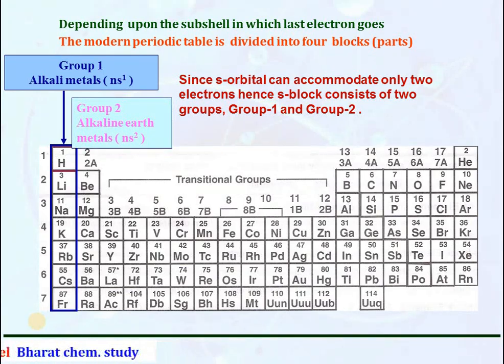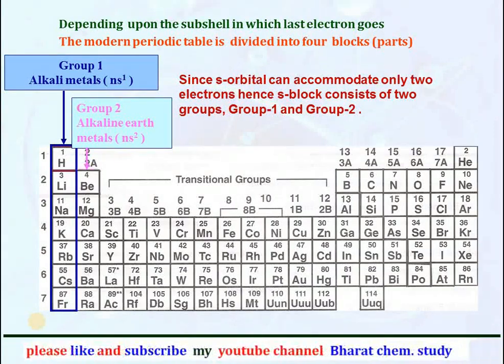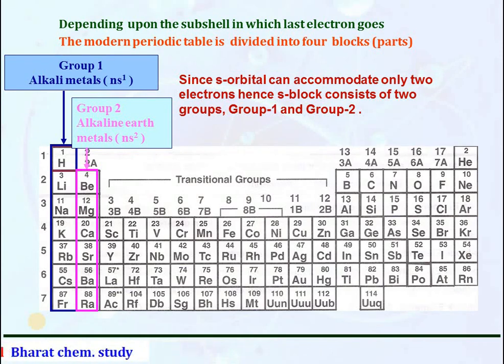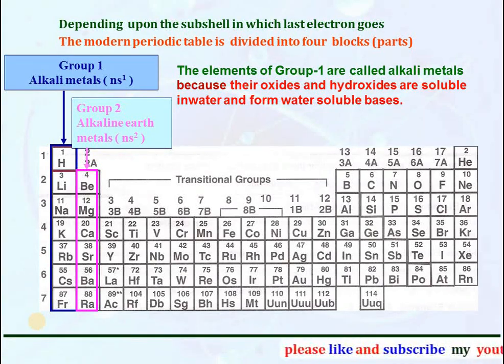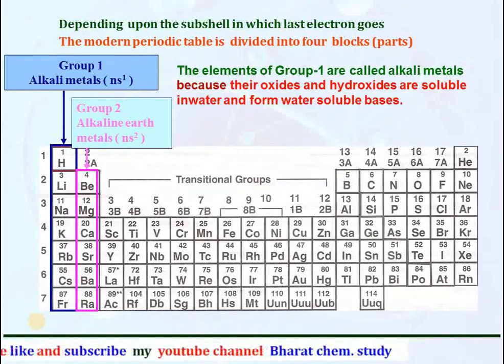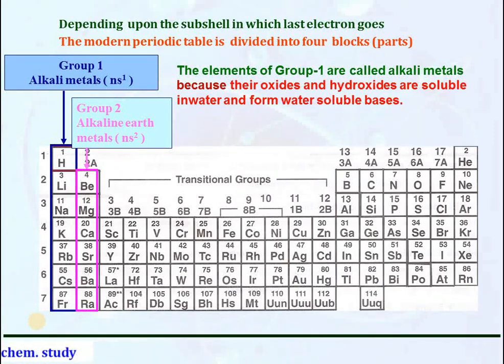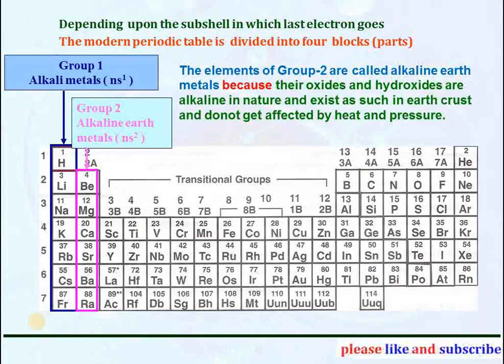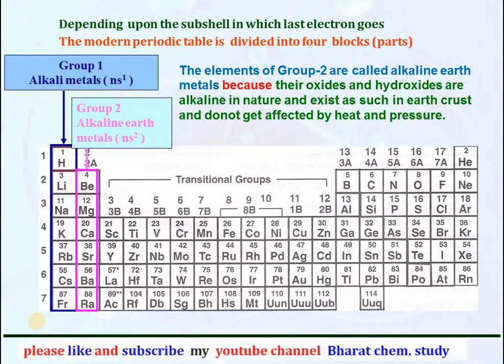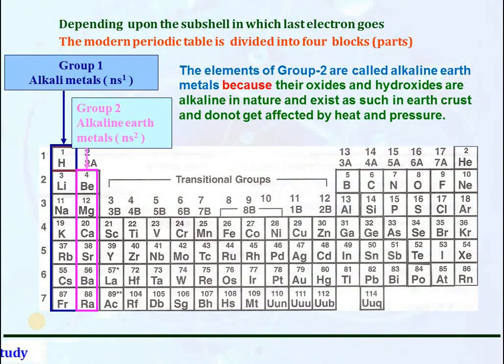Group 2, called alkaline earth metals, has the general electronic configuration ns2, meaning that in group 2 elements the last electron goes in the s subshell, and the last s subshell always contains 2 electrons. Group 1 is called alkali metals because their oxides and hydroxides are soluble in water and form water soluble bases called alkalis. The elements of group 2 are called alkaline earth metals because their oxides and hydroxides are alkaline in nature and exist as such in the earth's crust and do not get affected by heat and pressure.